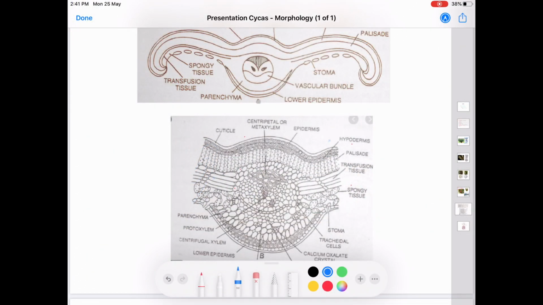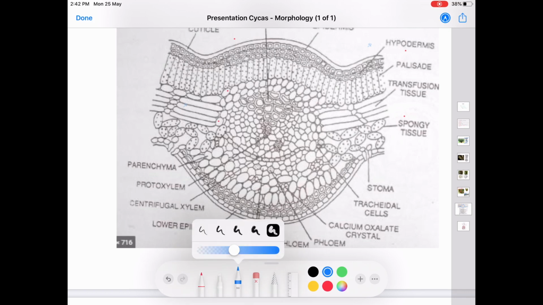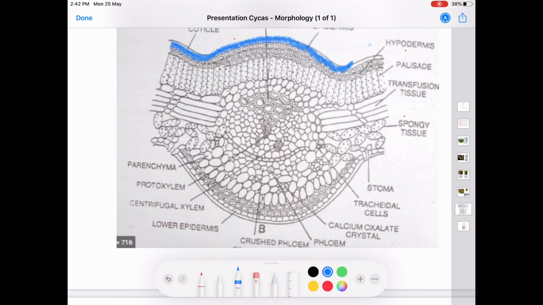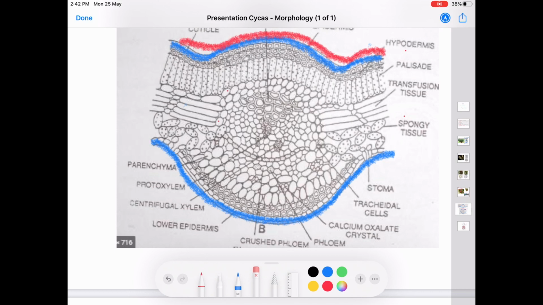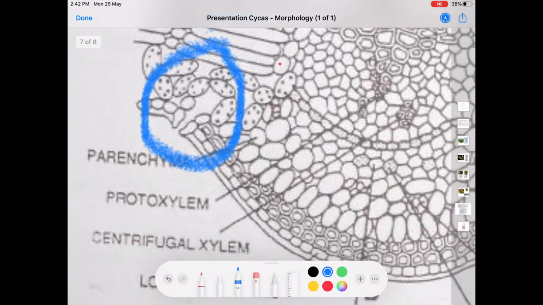Now, coming on to the anatomical features of a leaf, when you take TS of the leaflet, you can see a central midrib portion and two lateral wings. The leaflet will be with an upper epidermis and a lower epidermis. The upper epidermis is covered with a thick layer of cuticle. The continuity of the lower epidermis is interrupted due to the presence of sunken stomata. That is, the stomata is restricted to the lower epidermis only.